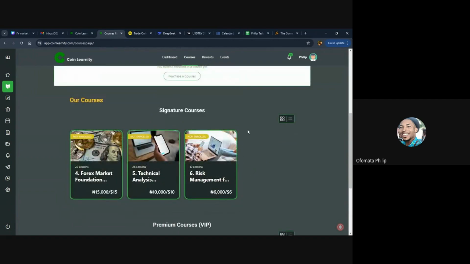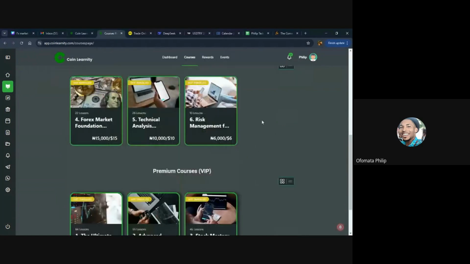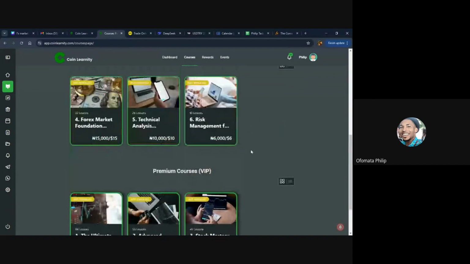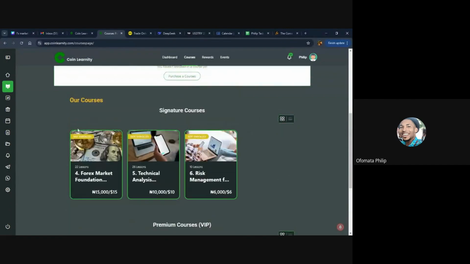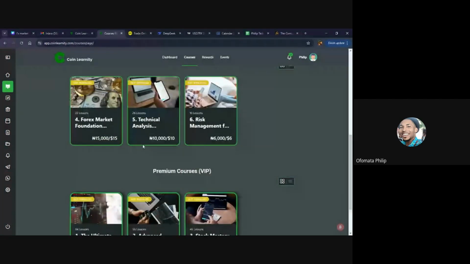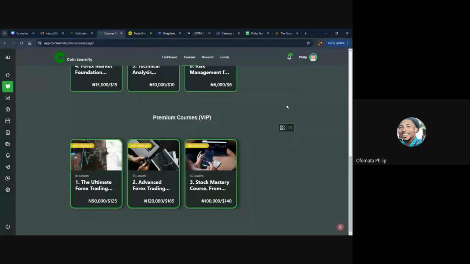But for beginners, if you're just starting out, start from somewhere. You cannot fly when you have not walked. You need to start from somewhere here. So you should start from the signature courses first, actually the Forex Market Foundation course. Start from there first. Don't start flying when you have not mastered walking. Once you have graduated from here, then you can go to the premium VIP course. Then you'll be able to do 30%.